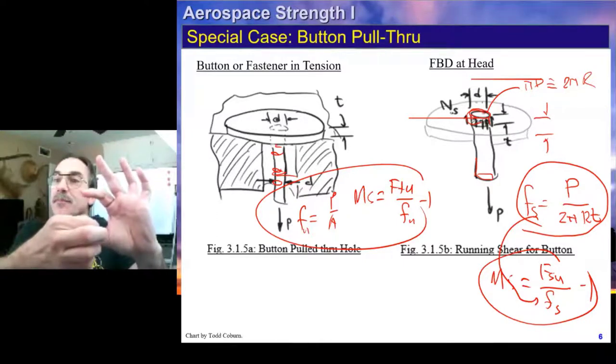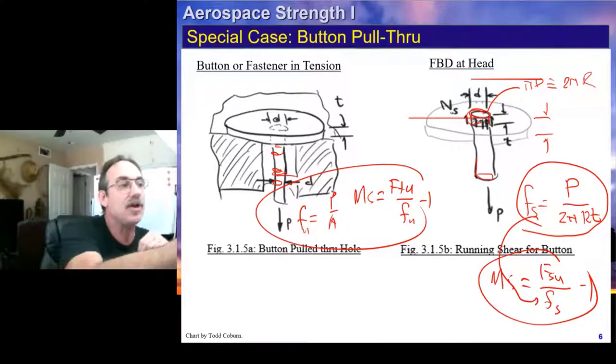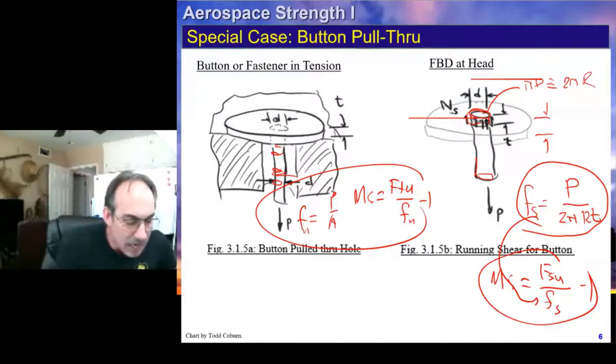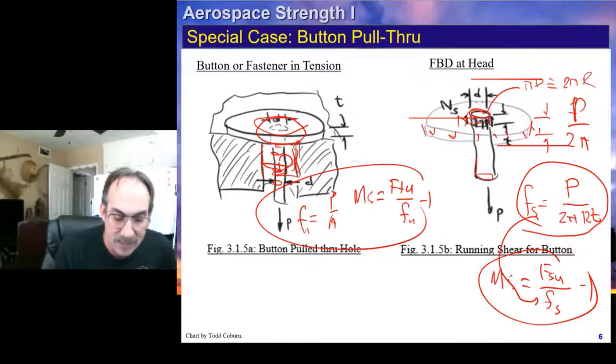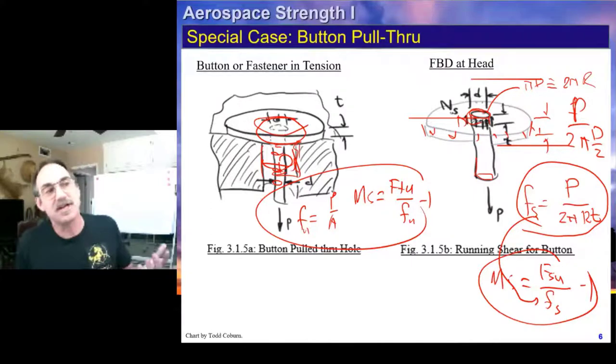See how that works? And then if you're good for that, you could look out here at the next place it might fail. If you imagine this larger button, with this whole diameter here, let's call that a large D, then there's another shear stress along this, which is P divided by 2 pi times that big D over 2. You see that? 2 pi R. Okay, great. So there's a common application.